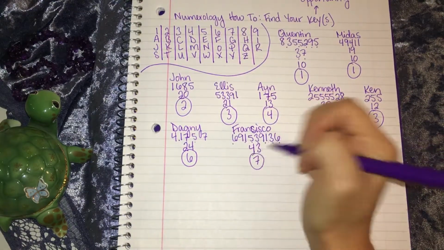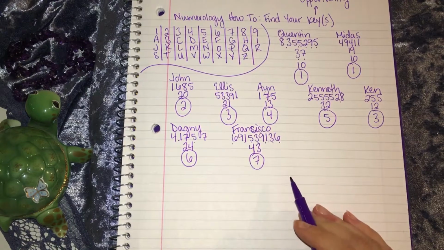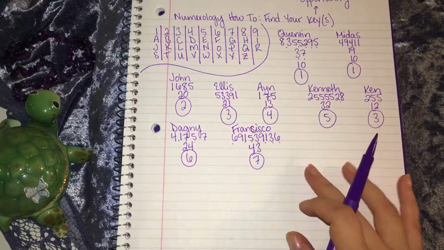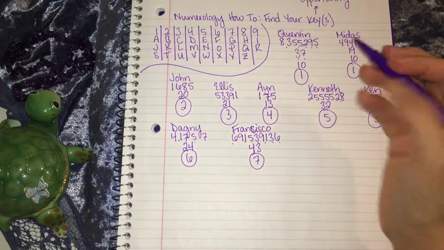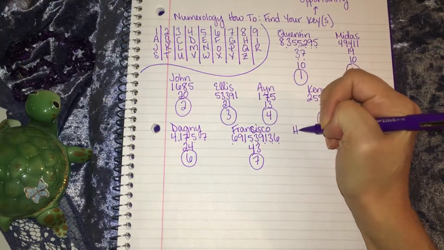So that's 7. And I actually, he was the first one that I also tried to do his nickname, which is Frisco, and that also comes out to be 7. So that's kind of funny. And same with Henry or Hank.